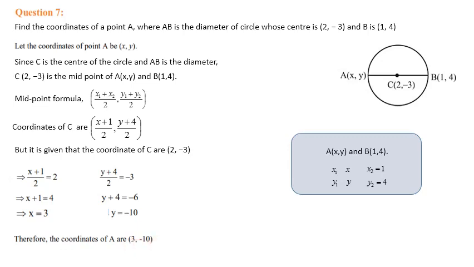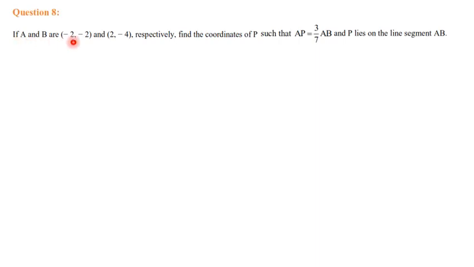That is the answer. Next we shall discuss question number 8. If A and B are (-2, 2) and (-4) respectively, find the coordinates of P such that AP is equal to 3/7 AB and P lies on the line segment AB. Here A and B are given to you, 2 points. One more condition is given, AP is equal to 3/7 AB. Then we have to find out the coordinates of P.